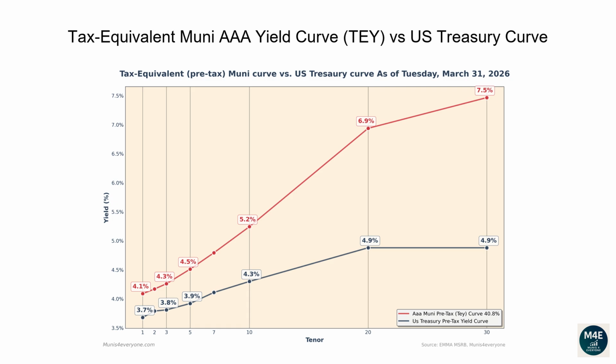Observing the current graph, we can see that currently all the Muni tax-equivalent yields, based off a 40.8% tax rate, are above Treasury yields. When this scenario happens, it may be less convenient for investors to buy US Treasury bonds. For example, if you wanted to buy a 30-year bond, a AAA Muni bond would yield 7.5% compared to a lower yield of 4.9% from a Treasury bond.